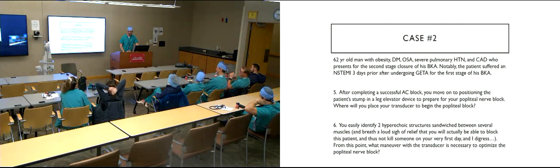So you easily identify two hyperechoic structures sandwiched between several nerves. Keep in mind, you still don't know whether or not you're going to successfully be able to block this guy and save his life, i.e. avoid general anesthesia. So you breathe a loud sigh of relief when you actually identify these two nervous structures in his leg. And from this point, you're seeing two separate.